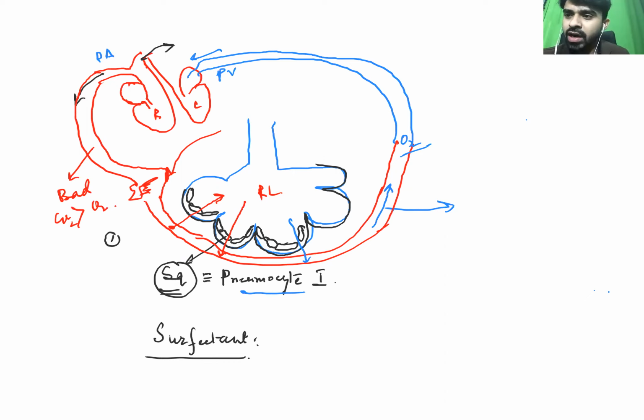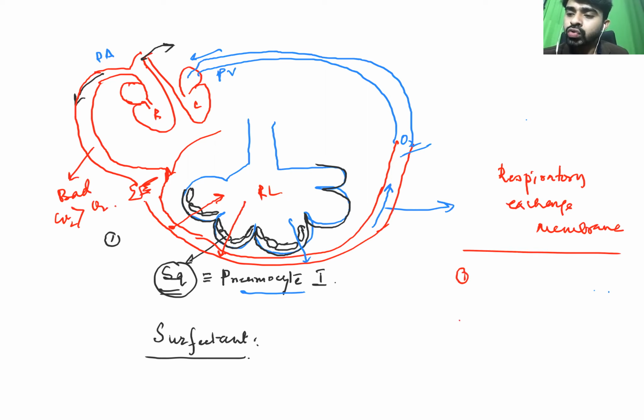What are the parts of the respiratory exchange membrane? What are the layers? So 1, 2, 3, you can say. First you say, beta, I have already explained. Starting from the alveolar end, what is the structure? Squamous epithelium. So you can say squamous epithelium, or you can say type 1 pneumocyte cell, whatever you want.